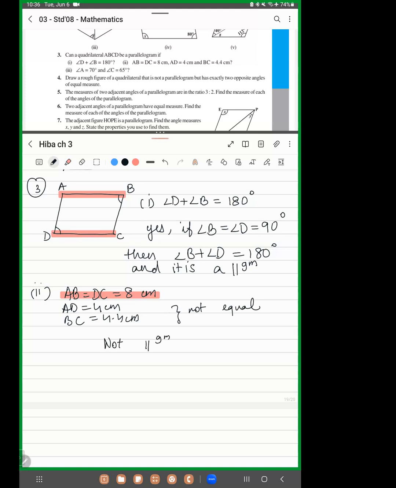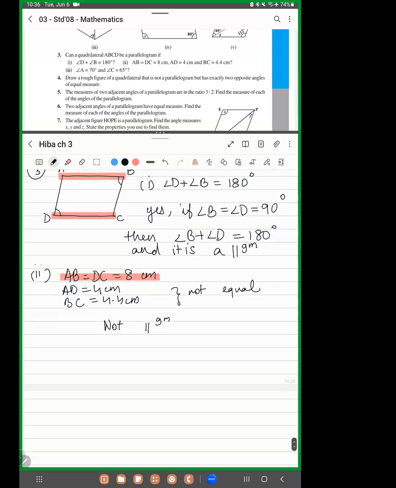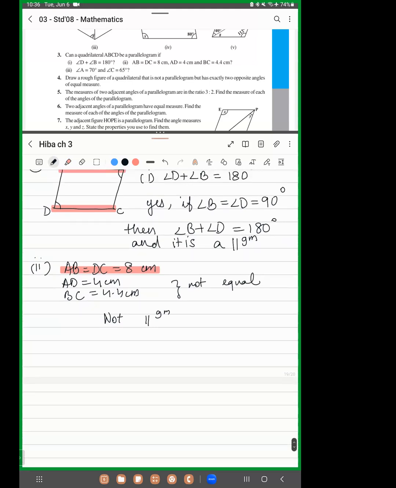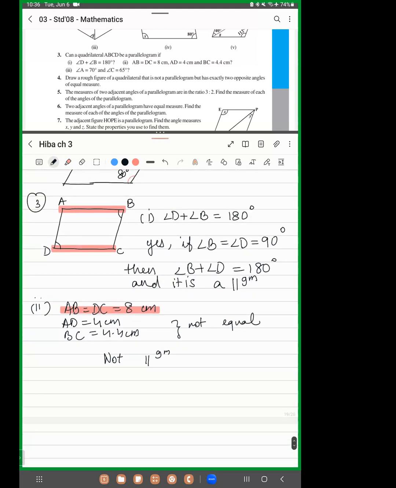Okay. हाँ. Shall we move to the next question? Yeah. Angle A is equal to 70 degrees and angle C is equal to 65 degrees. Angle A ये रहा, angle C ये रहा. This is 70 and this is 65. No, it can't be because opposite angles are supposed to be equal.